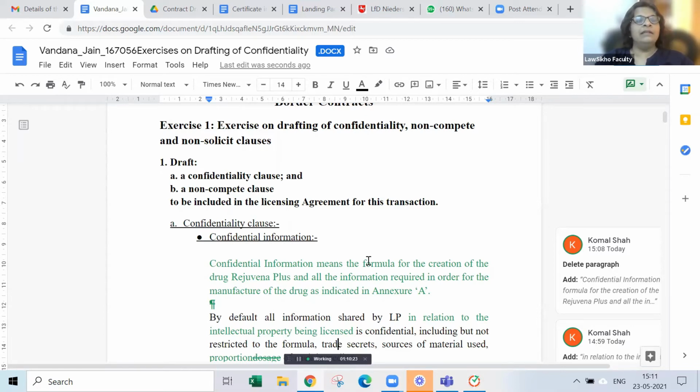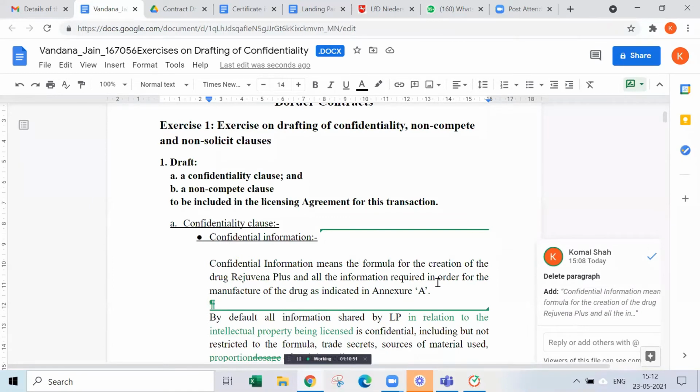If it were, let's say, a technology transfer agreement where a lot of things in detail are being transferred, then you would put all of those clauses and then you can make an inclusive definition. But here the transaction is very restricted. They have a license to use that formula or that patent for the drug. So it means the patent.